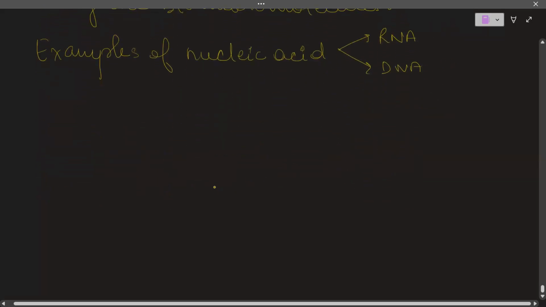Now, please tell me the full form of RNA. RNA stands for ribonucleic acid, and DNA stands for deoxyribonucleic acid. Now, can anyone tell me what the difference is between them?